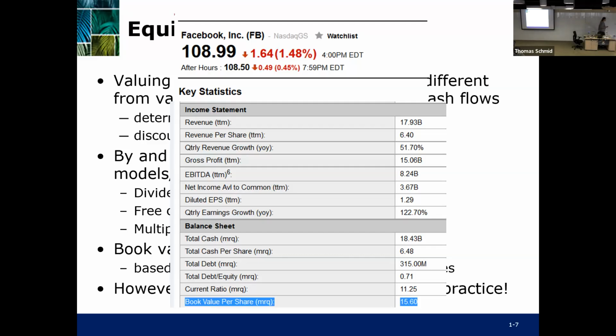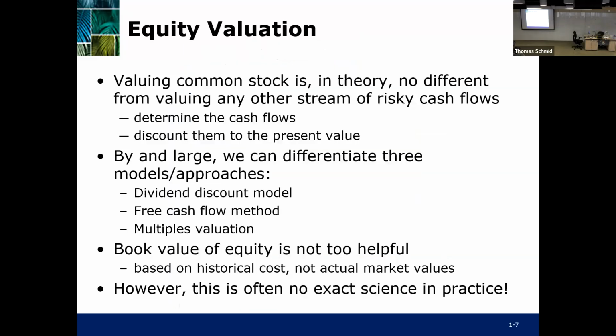Okay? So keep in mind the book value of equity is really not something that we want to refer to or rely on when we do equity valuation. So that's my first remark. Book value of equity, not helpful. Okay?